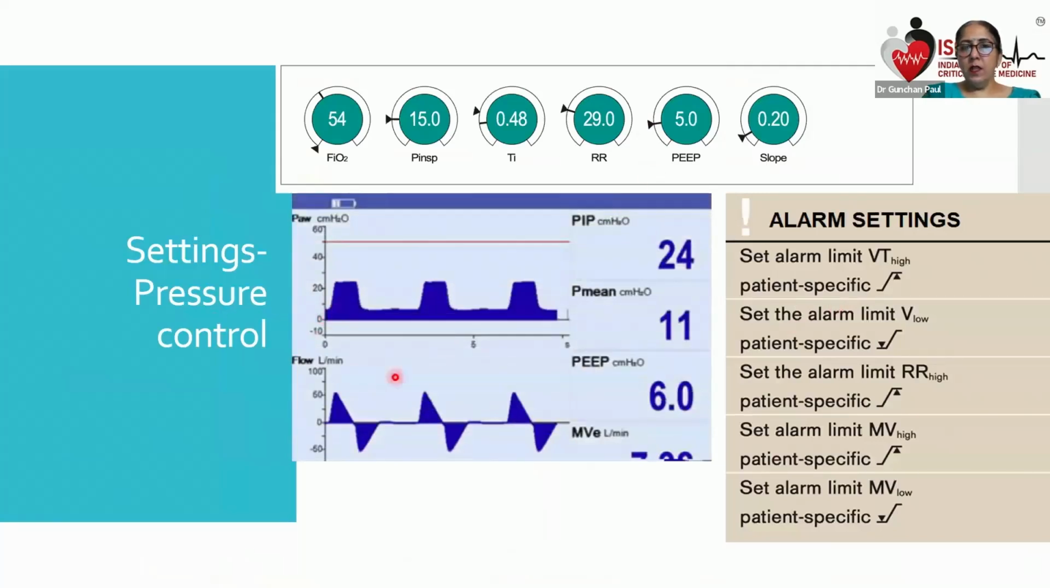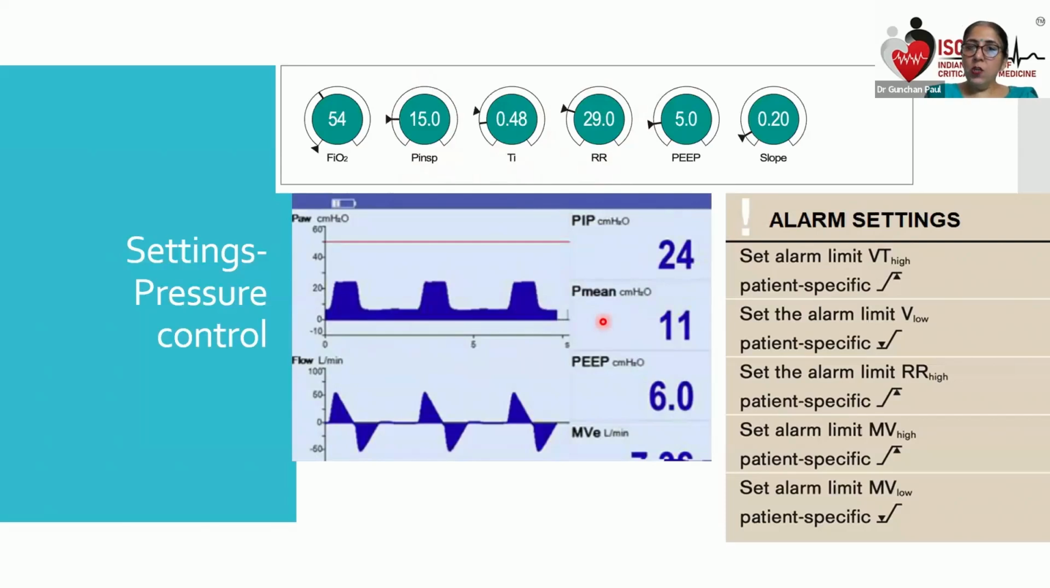In this graph we see we are not setting the tidal volume anywhere. What we are setting is inspiratory pressure and inspiratory time. So 15 pressure will go for 0.48 seconds. 29 is the respiratory rate, so it is set at 29. This many times this will happen. Pressure will go to 24 and come back to 6. We can see peak inspiratory pressure 24 and coming back to 6, 30 times in a minute. But there is no tidal volume I have set.